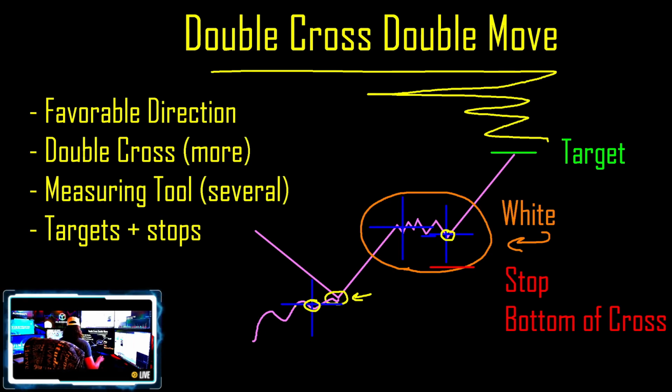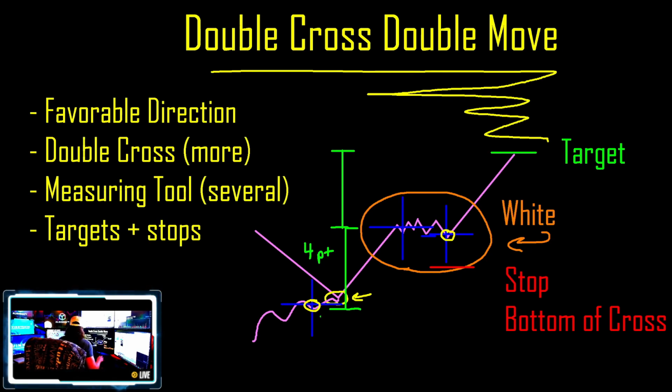Now, the main objective is obviously price. So let's measure this in green here, and let's measure this up. All right, so I'm going to measure the distance from here to here, and let's say that this is 4 points. Now, again, I don't like talking in points, but you need to make sure that we are measuring the distance from here to here, and that we want that same movement from here to there. Okay, this is the double cross, double move.